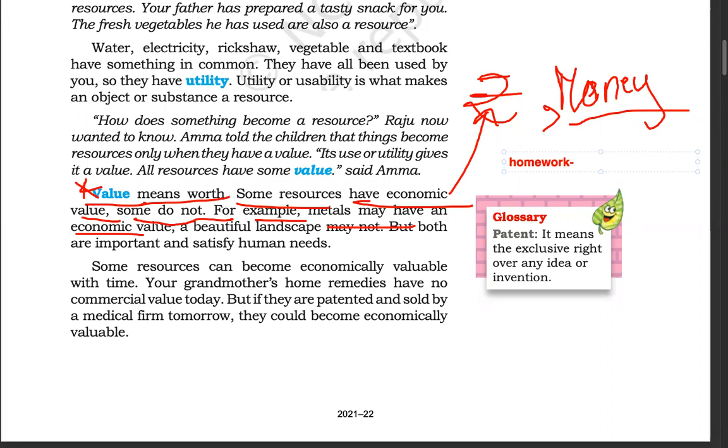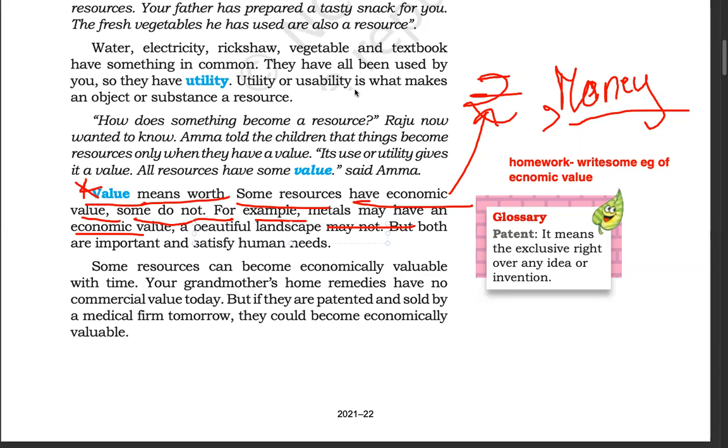Homework, which is in the comment section: write some examples of economic value. Okay, guys, very simple, very simple. Now, don't say that it's a very difficult task.